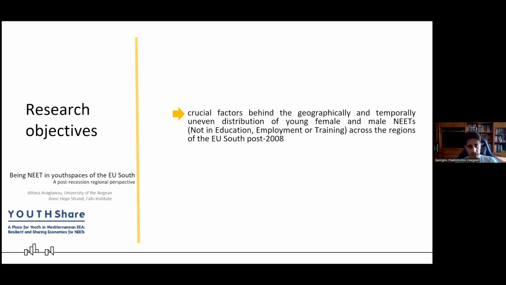So, as I said, our focus is on those spatial geographical parameters that determine the situation of young people that are mostly unemployed, but more generally people not in education, employment, or training, what we call NEETs, across the regions of the EU. Our time period is after the economic crisis of 2008. Here I tap into some of the research results by Athina Vagianou, one member of our research team.